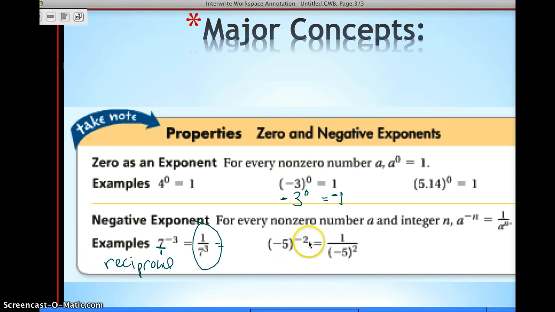We have negative 5 to the negative 2. If you put that over a 1, you turn this negative 2 into a positive by flipping. So instead of negative 5 over 1, it would be 1 over negative 5. And as soon as you flip or reciprocate, you're talking a negative exponent going to a positive. So that is this property right there.